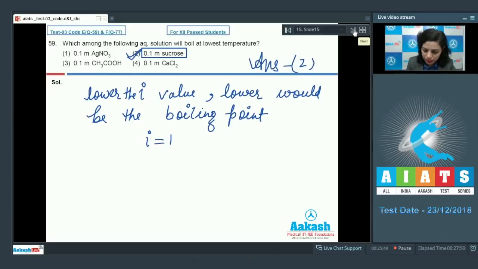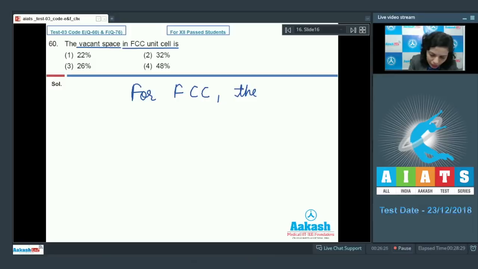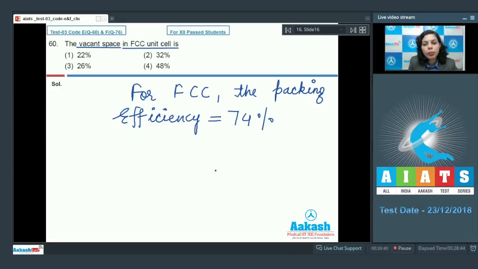Now, after this, there's question number 60. The vacant space in an FCC unit cell is, if we talk about this FCC unit cell, we have to find out the vacant space. With the help of packing efficiency, you can do that. In case of FCC or HCP, the packing efficiency, we all know that it is approximately 74%. It means this much part of that crystal is packed.